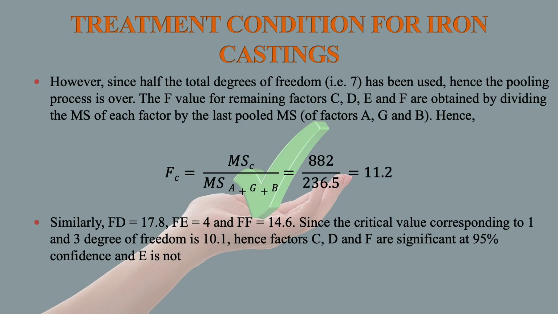Since the critical value corresponding to 1 and 3 degrees of freedom is 10.1, factors C, D and F are significant at 95% confidence and E is not, because the E value is 4 only.